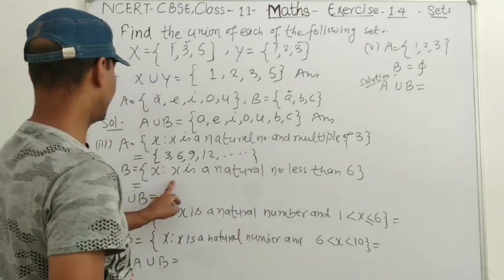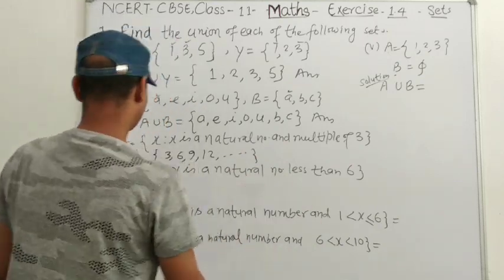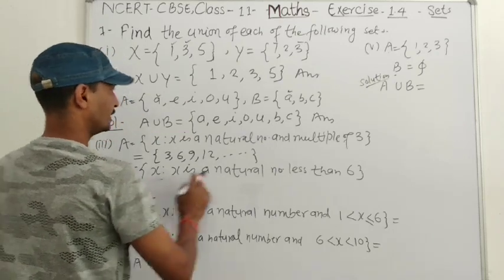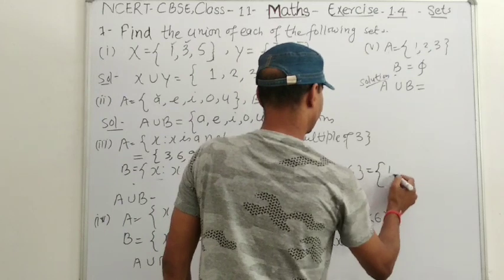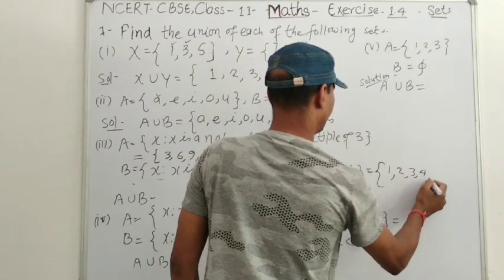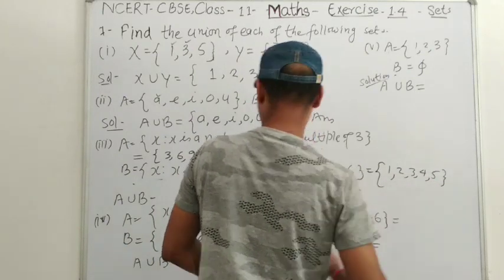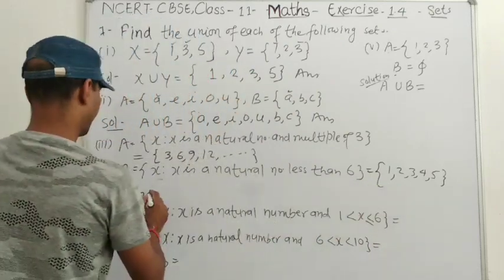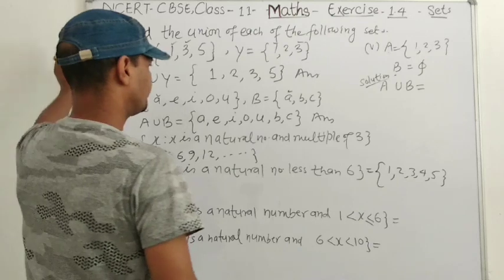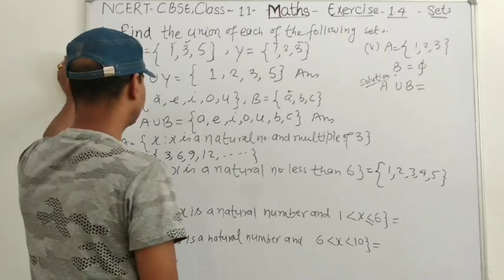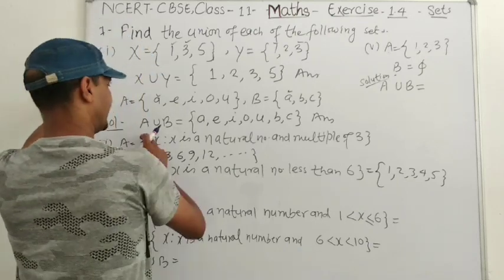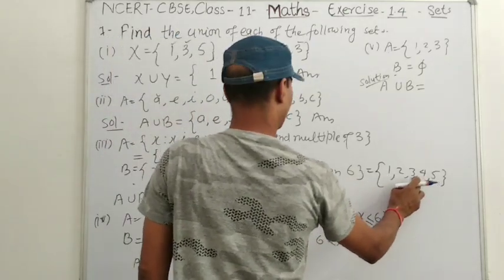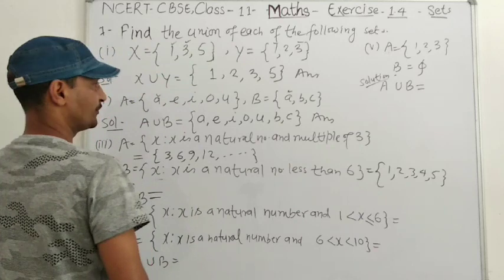And B is x such that x is a natural number less than 6. Natural numbers less than 6 are 1, 2, 3, 4 and 5. So A union B becomes all elements of A and all elements of B. B is 1, 2, 3, 4, 5. Which one is repeating here?